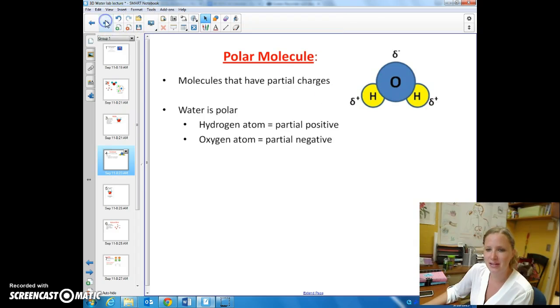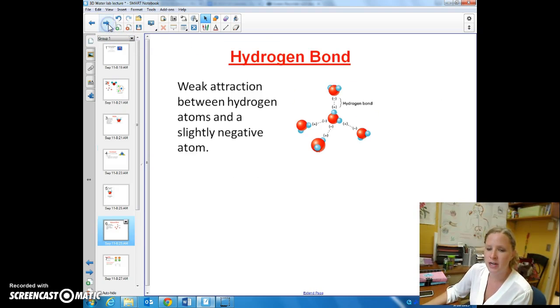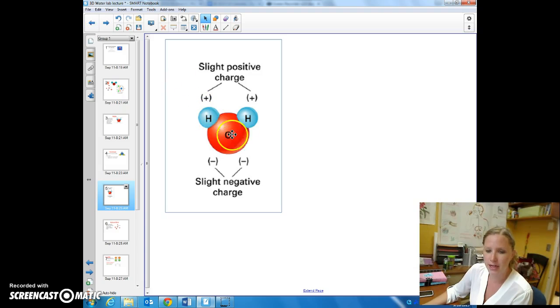Hopefully that makes sense. So here you can see again, partial positive for the hydrogen atoms, partial negative for the oxygen atom. This is how we denote partial, is by the little delta sign. So delta negative would be partial negative, delta positive would be partial positive. Slight positive, slight negative, we're good. Now, that is within one water molecule.